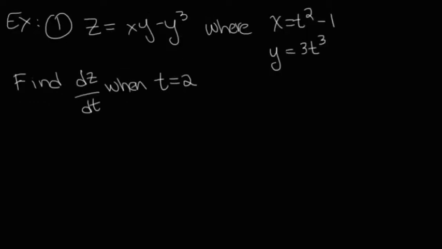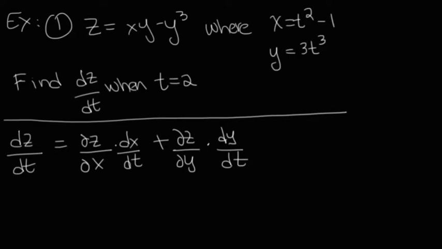Alrighty, so here's a function z, which is equal to xy minus y cubed. And then in these questions, they also give you what x and y are equal to. So they may not tell you in the question to use a chain rule, but whenever they give you a function z, which has two variables, and then each of those variables has its own function, that's kind of an indication that we're talking about the chain rule. And the question is find dz by dt when t is equal to 2.